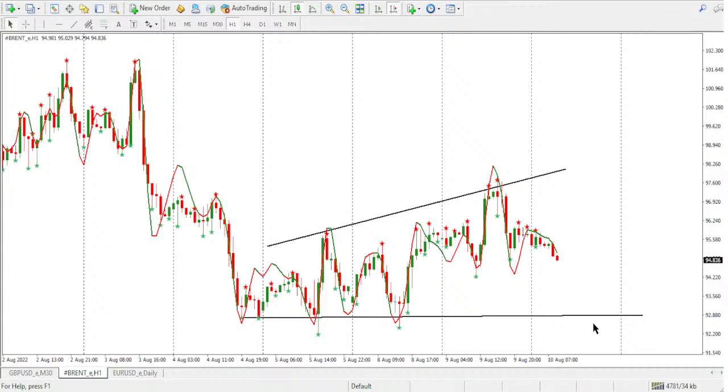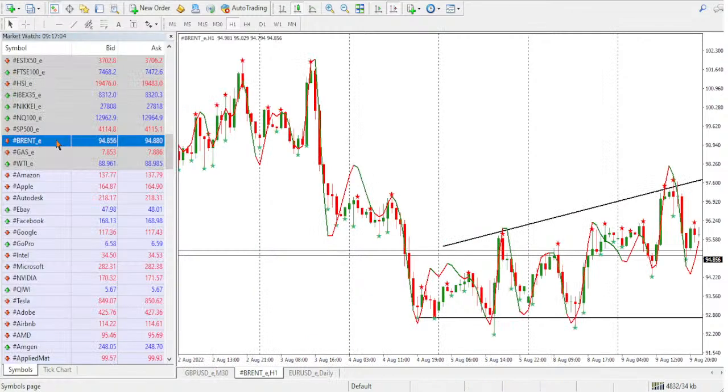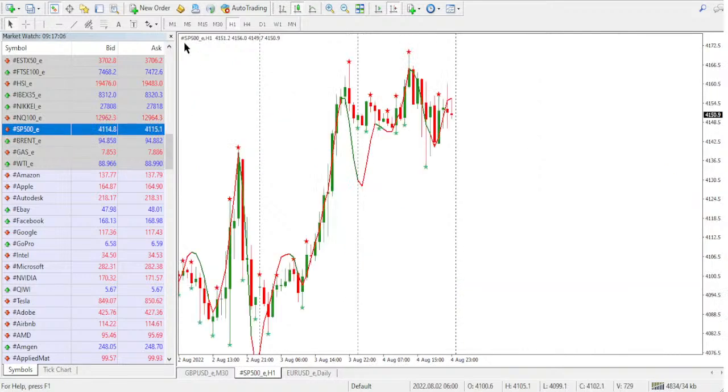So if the price continues down and ends up breaking below this level here, then we expect downwards and even lower. So that's what we are looking at. On the Brent oil, we're looking for a possible sell. We're looking at the situation where the price may likely extend to the lower side, at least up to this trend line here. So my next chart is the SP500.